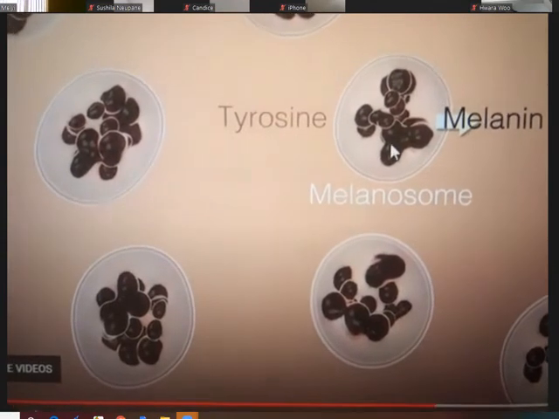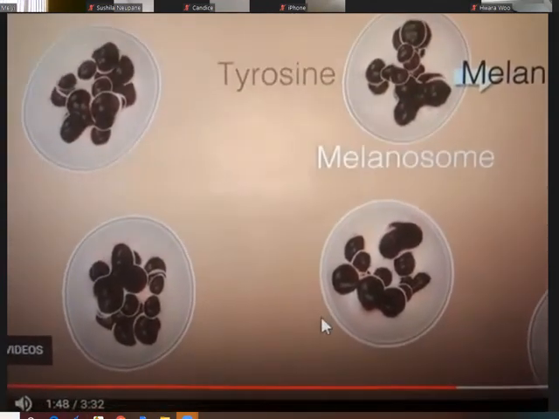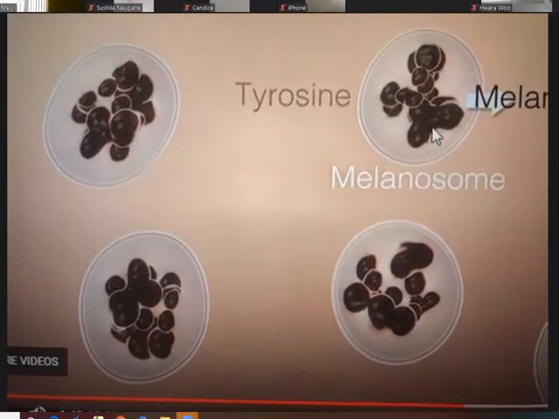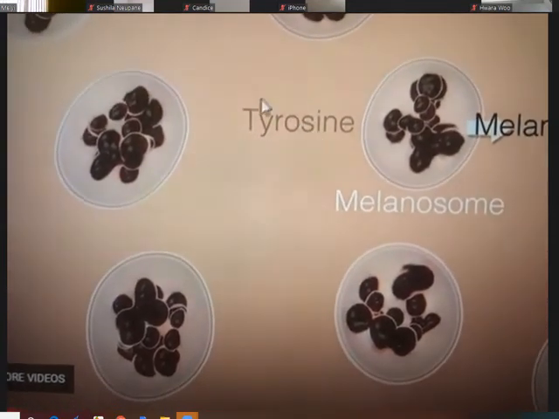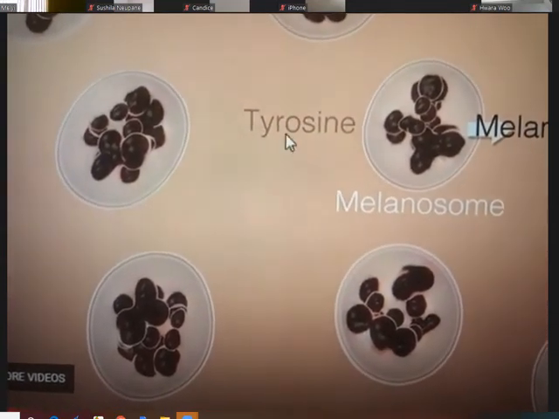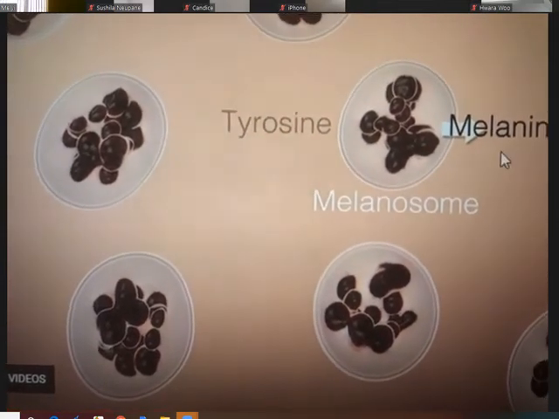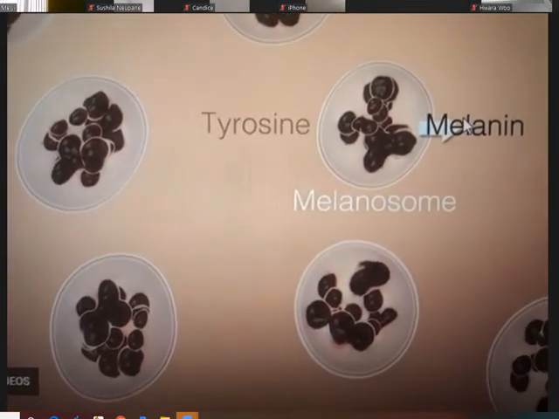Okay, so inside this whole picture is actually your melanocytes, which is your pigment cell. And inside your cell, you will see all these melanosomes. Okay, all these dots are the melanosomes. They are like factories that change tyrosine, which is an amino acid, into melanin, which is the pigment of your skin color. Everyone understand? Okay?